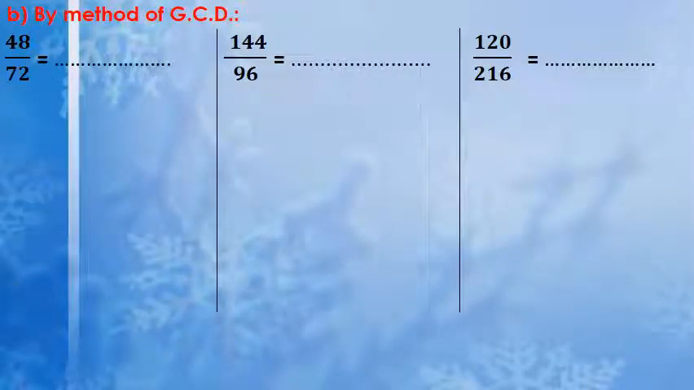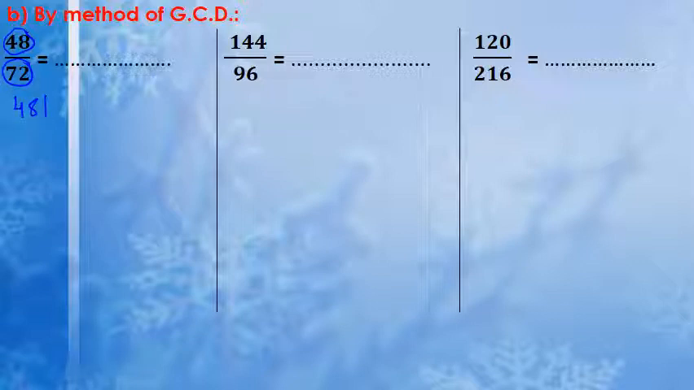Now, these fractions, we should reduce them by method of GCD. In the method of GCD, we should make the prime factorization of 48 and the prime factorization of 72. We choose their GCD, and after that, we divide both terms of the fraction by the GCD.